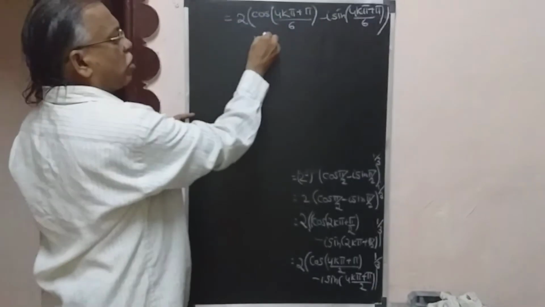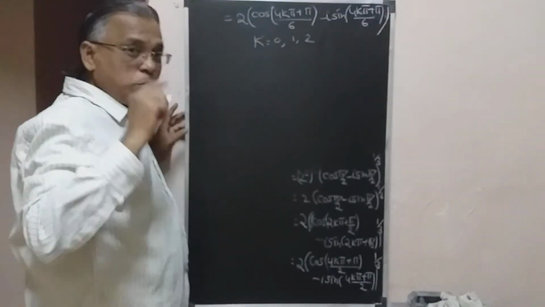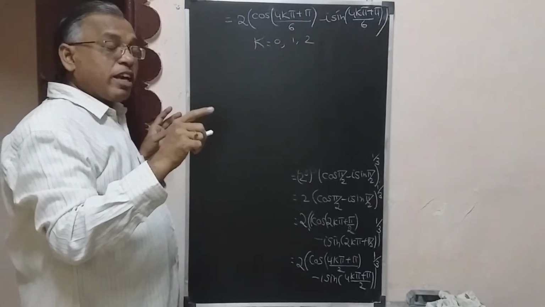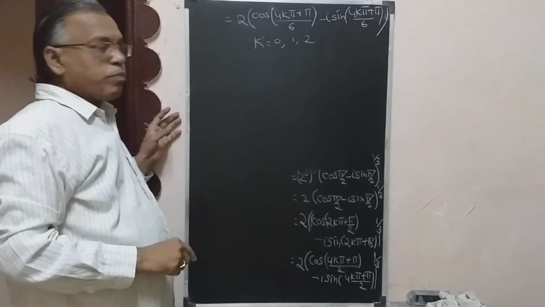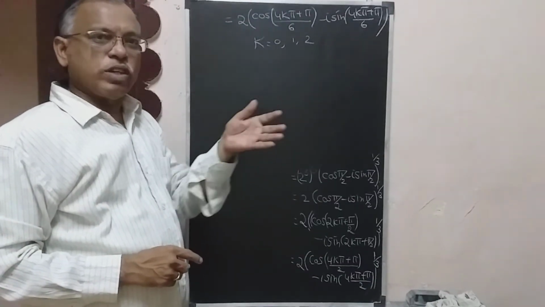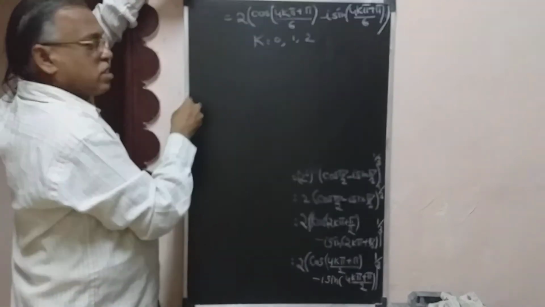Thus k is substituted with 0, 1, 2, because they have given z cube plus 8. So the k value goes up to n minus 1, so 0, 1, 2, that's it, because n minus 1 is 3 minus 1, which is 2. So for each and every value of k we will get the z value.